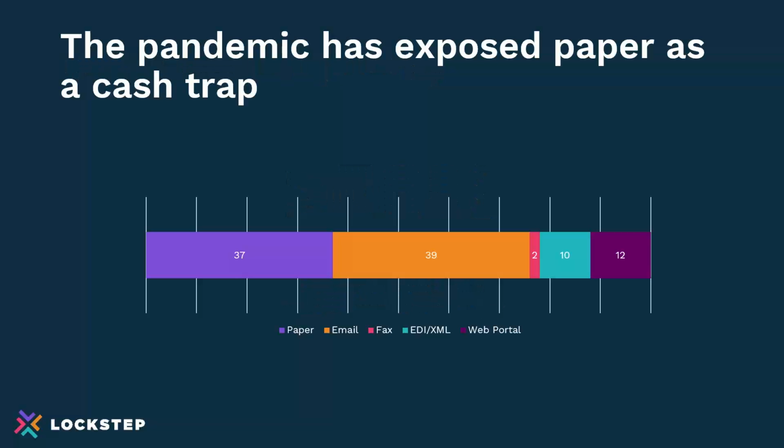The challenge has been really that the pandemic has exposed paper as a cash trap. It's hard to believe that so much paper is still used in invoicing and collections. Almost 40% of all invoices are sent as paper. One analyst with whom I recently spoke indicated that the US was a lot closer to 50% paper-based invoicing. It's hard to believe because it's so slow, right?